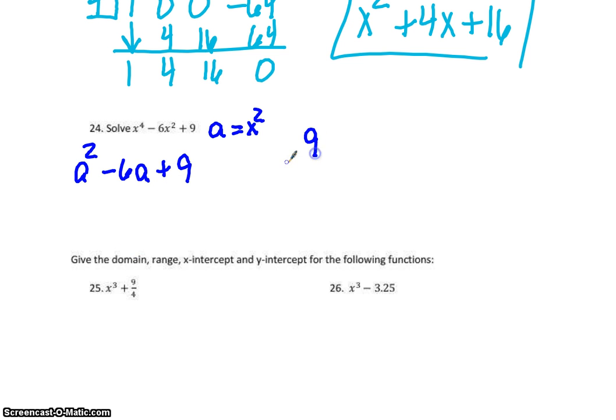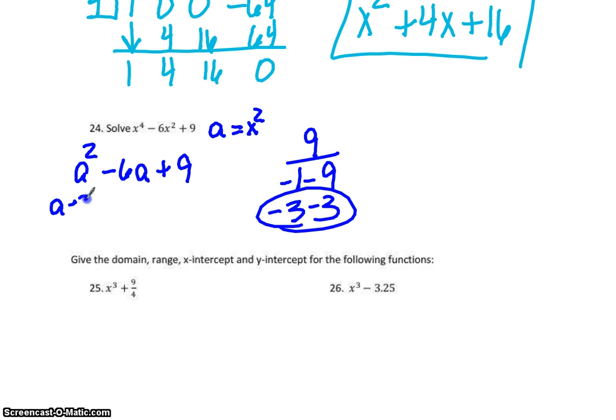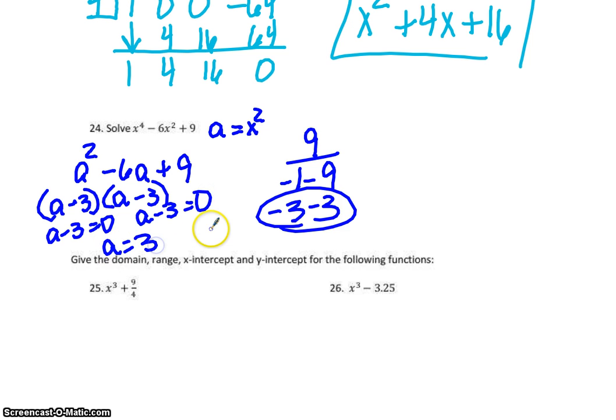I'm going to find the factors of 9. 1 and 9, 3 and 3. Signs are the same, and they're all negative. And they have to equal negative 6. So it's negative 3 and negative 3. So you have a minus 3 and a minus 3. So you take each of those, and you set it equal to 0. And you move your 3, and so you get a equal 3, and you get a equal 3.